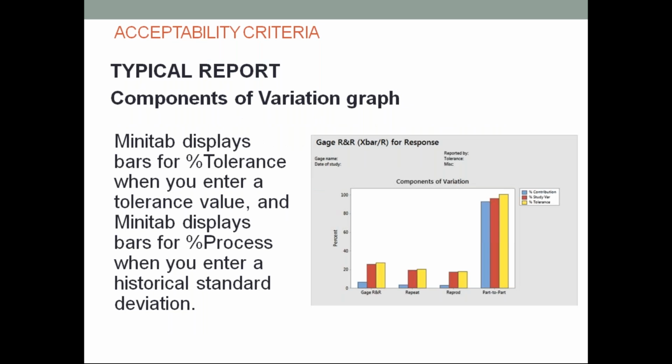Minitab displays bars for percent tolerance when you enter a tolerance value. If you don't enter a tolerance value, you're not going to get it. And Minitab displays bars for percent process when you enter a historical standard deviation. And that's your best information, is the percent process.